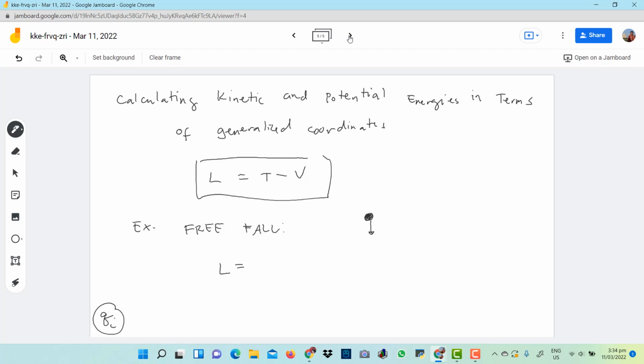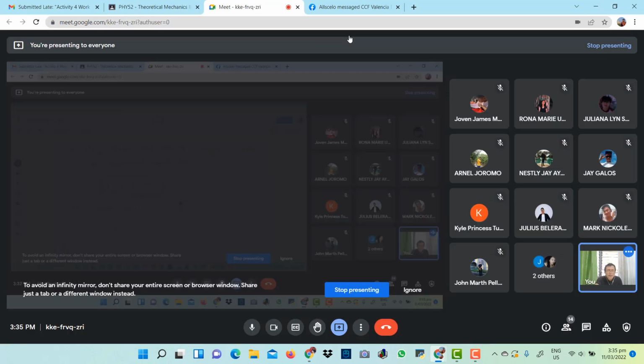Pila ka buok degrees of freedom sa free fall. Anyone. In free fall, I have mass m that is moving downward. Pila ka buok?